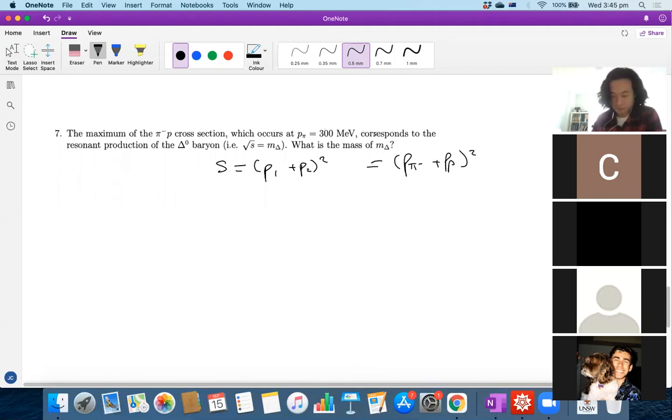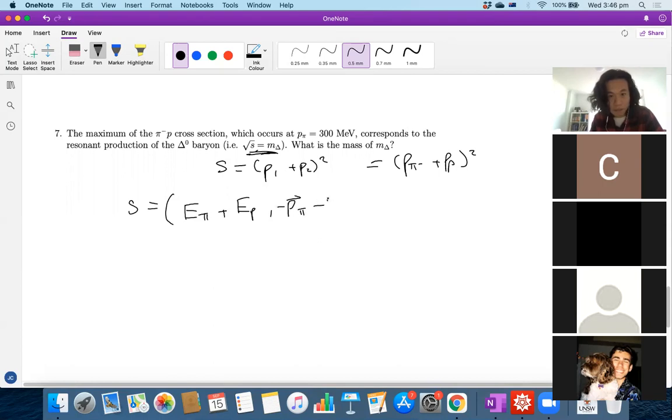And now I want to find the mass of m delta. So we're just going to use this relationship since it's given to us, and calculate this S, and that should give us the mass. Calculating S is going to be the energy of the pion plus the energy of the proton, and then the 3-momentum of the pion minus the 3-momentum of the proton. And this is squared.